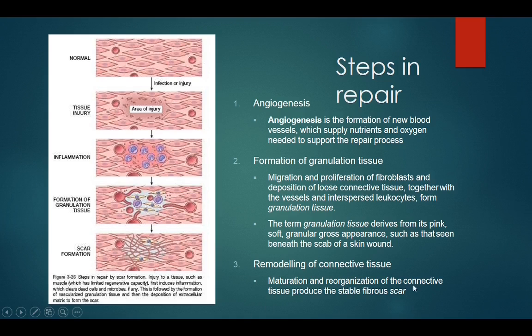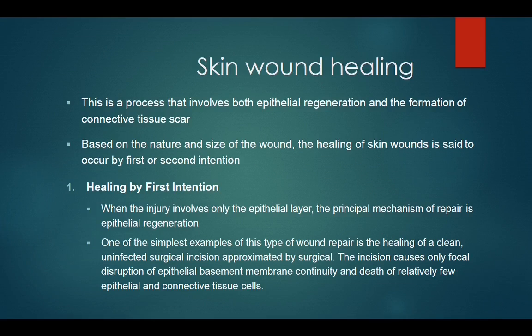Maturation and reorganization of the tissue produce the stable fibrous scar. The scar which is formed should be stable, so for that there will be remodeling. In that, the collagen type is changed. First it is type 1, then type 2, then type 2 is changed to type 4. That is called remodeling, when a stronger type of collagen comes into the place.